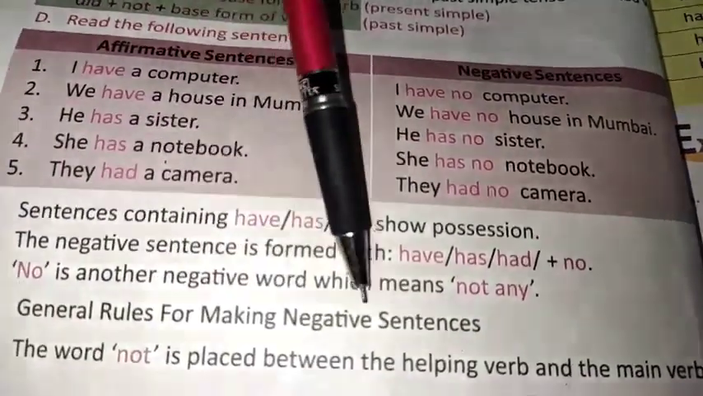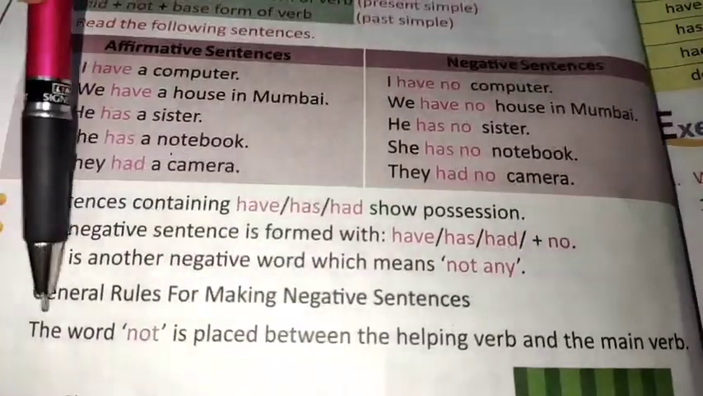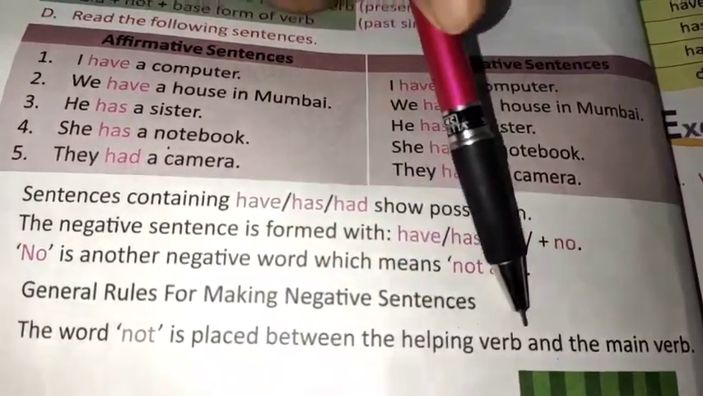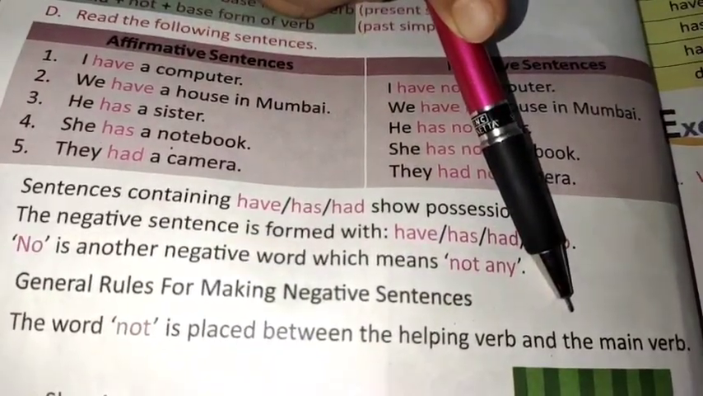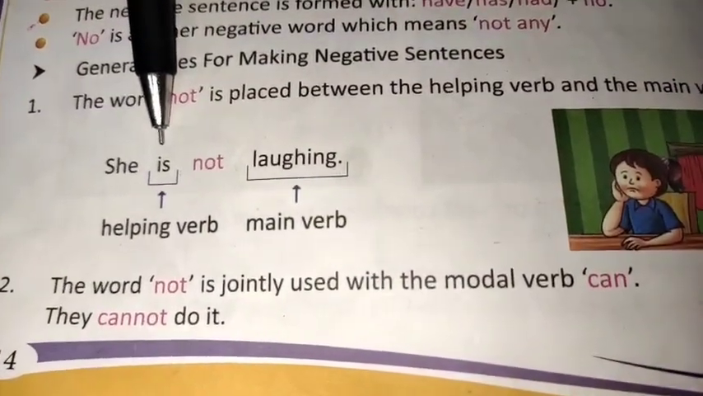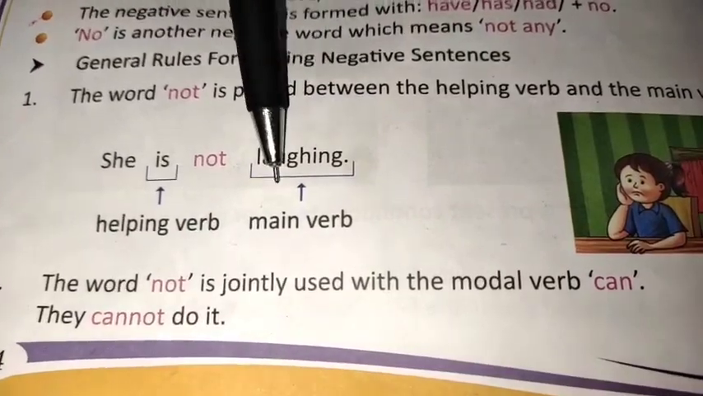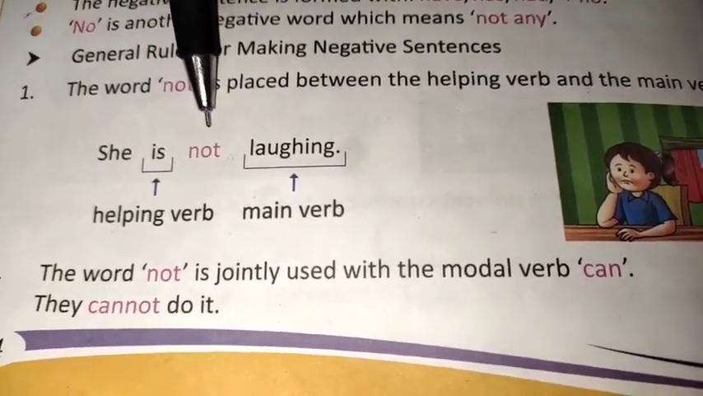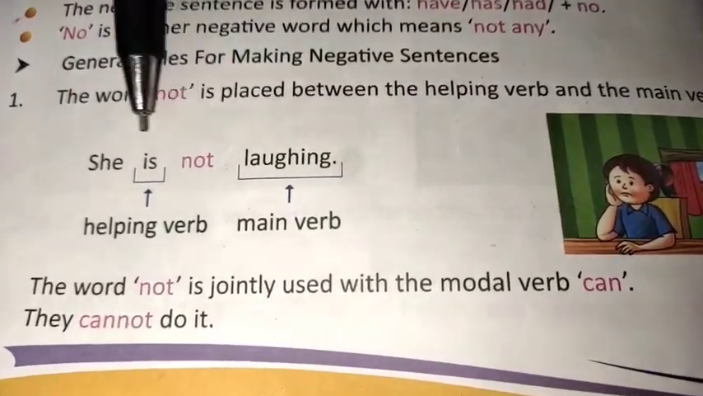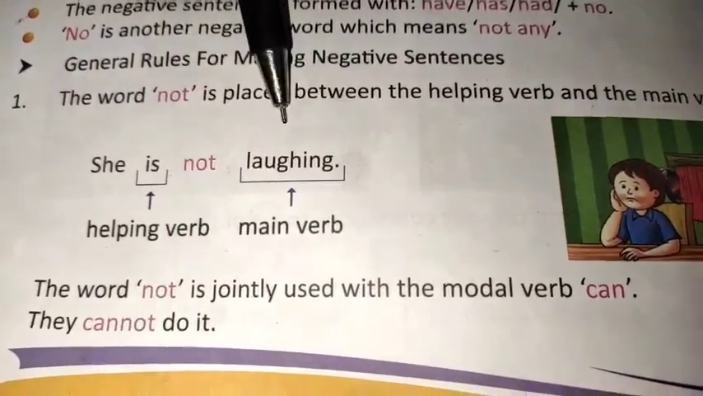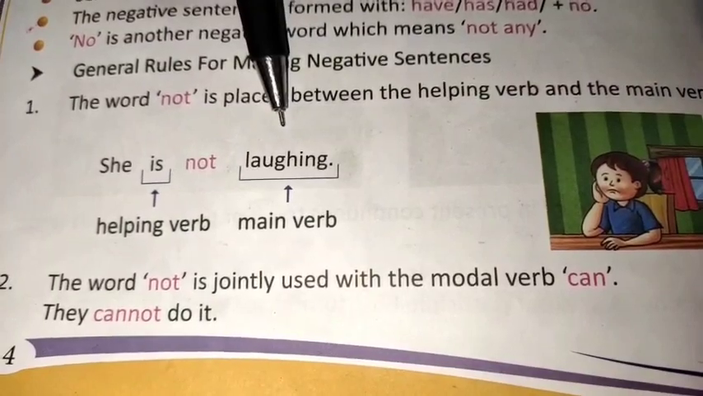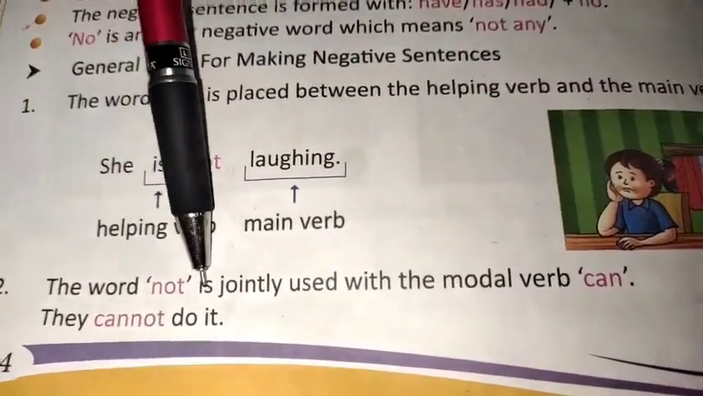General rules for making negative sentences. Try to understand. The word not is placed between the helping verb and the main verb. For example, she is, what is this? Helping verb. Laughing, what is laughing? Main verb. If we place not in between helping verb and main verb, it will become a negative sentence. She is not laughing. The word not is also jointly used with the modal verb. They cannot do it.